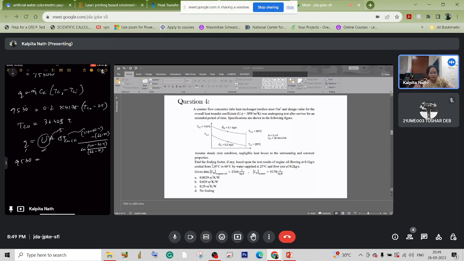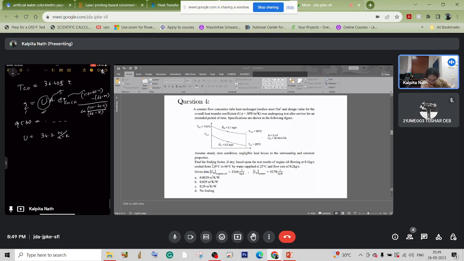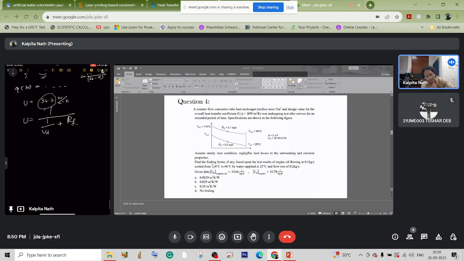So if we calculate U from all this, U comes out to be 34.2 watt per meter square Kelvin. Now, we have already seen it is 34.2. Since the overall heat transfer coefficient is given as 38, there must be some fouling factor. That's why its value came less than this. So this is U_D, the overall heat transfer coefficient, plus some fouling resistance.